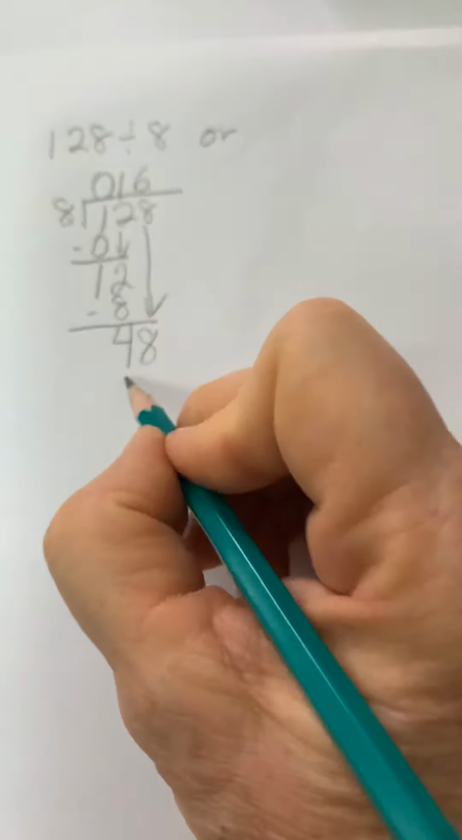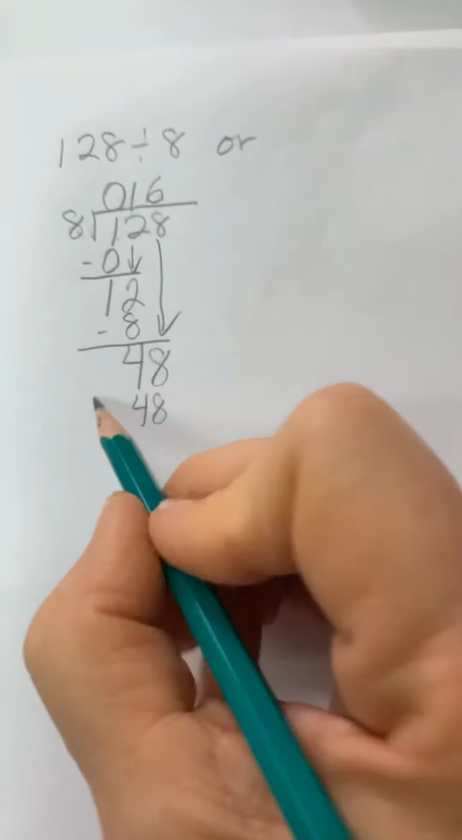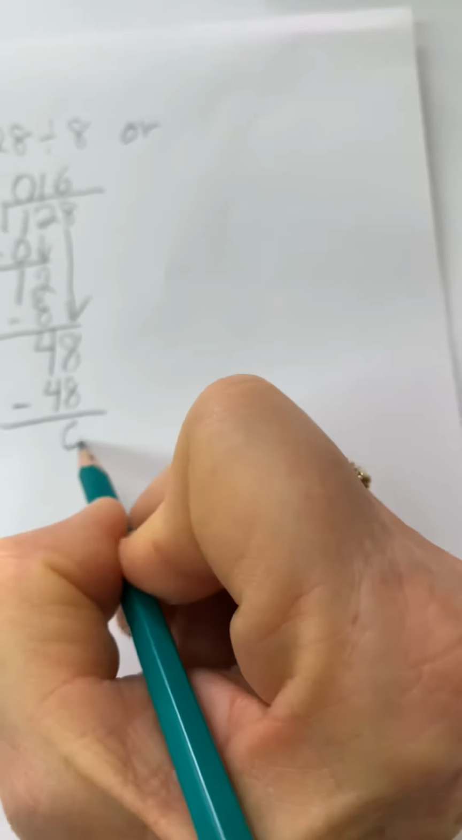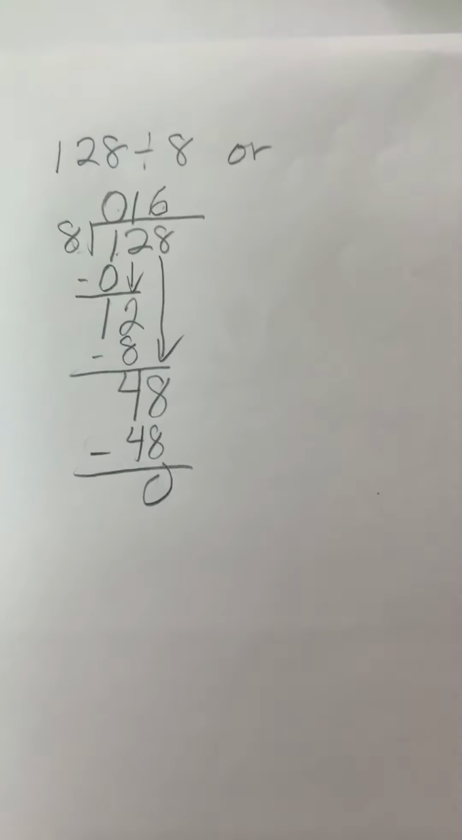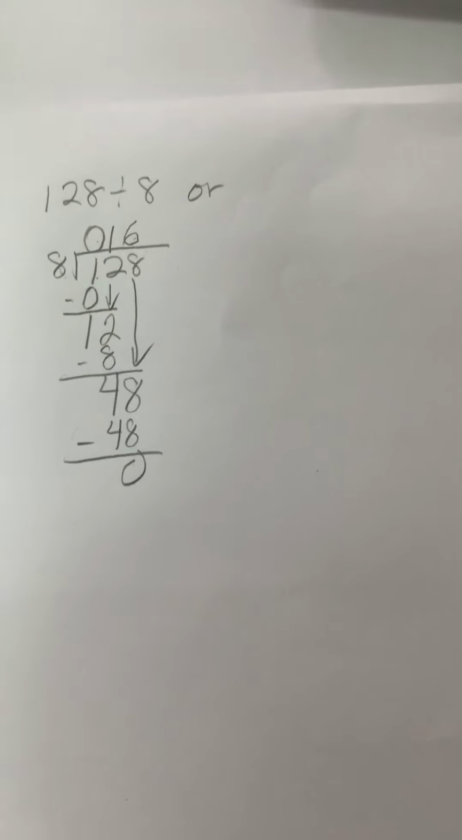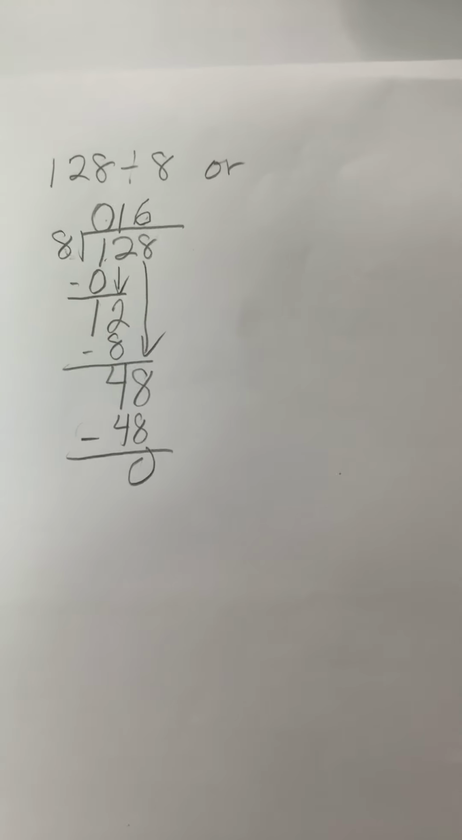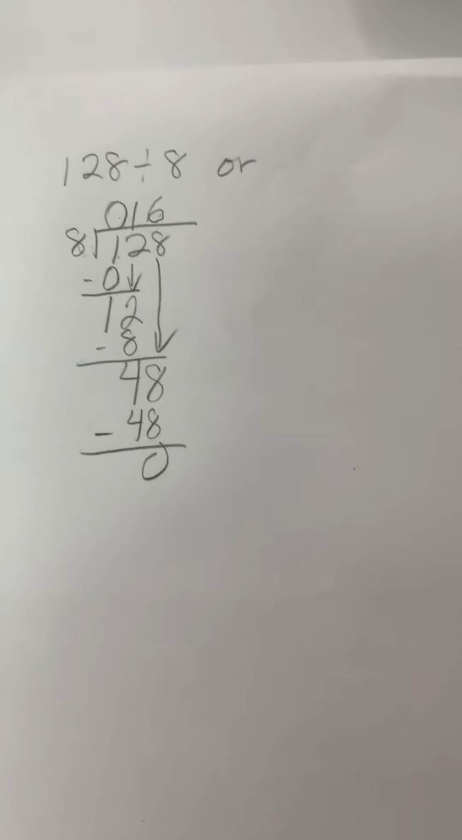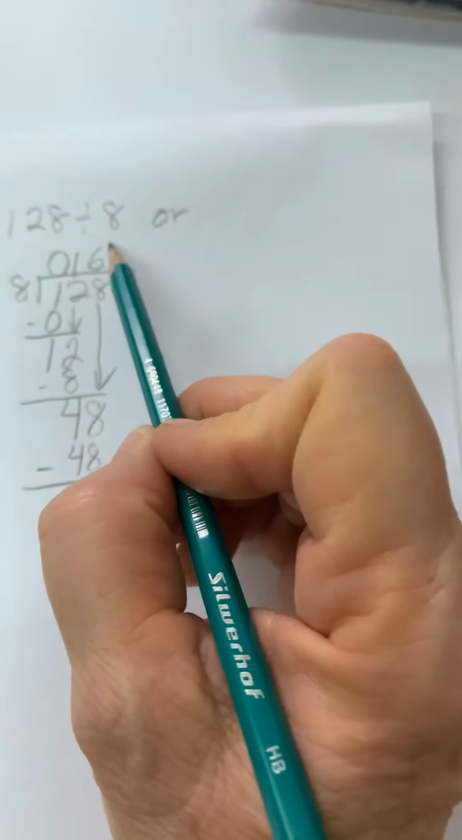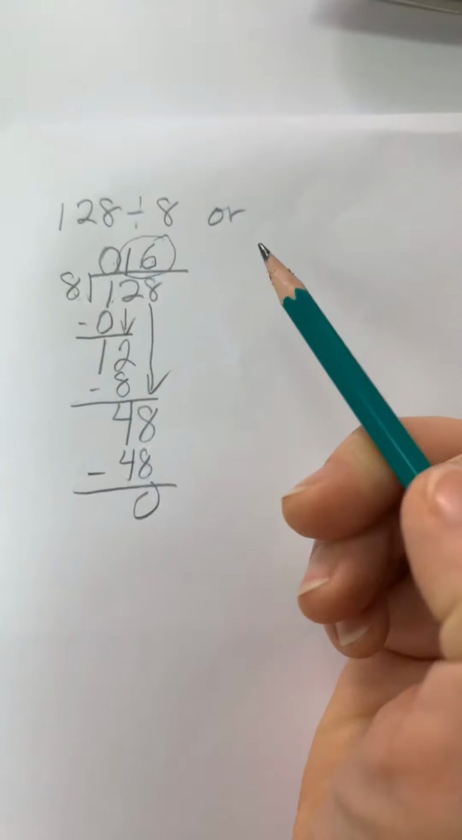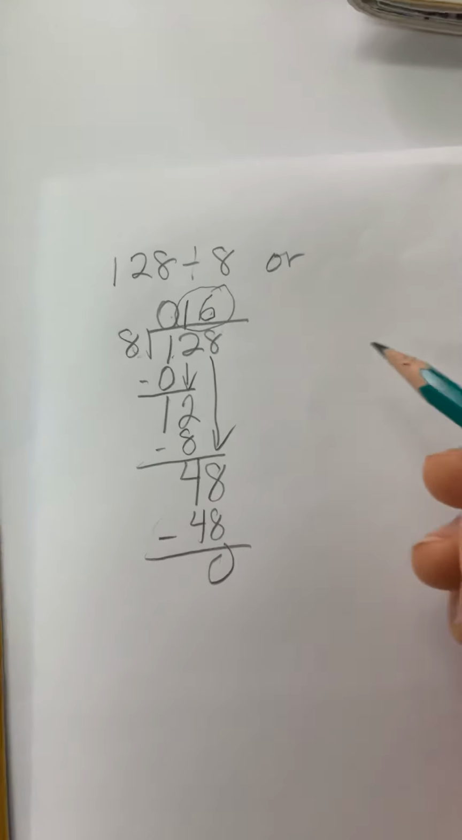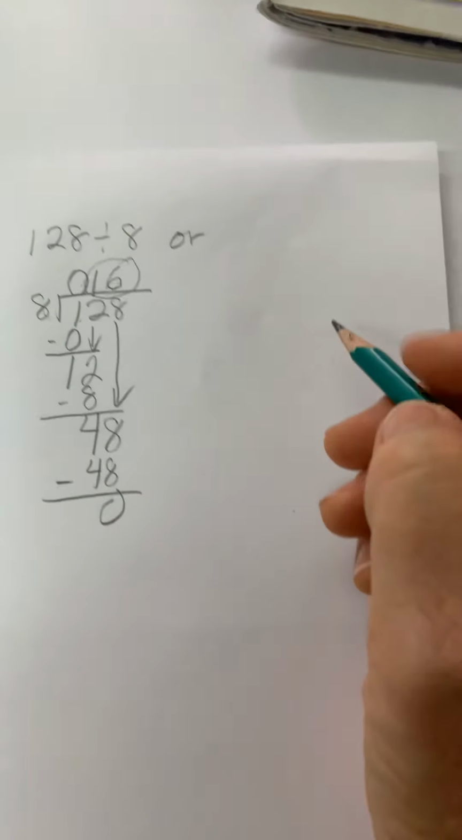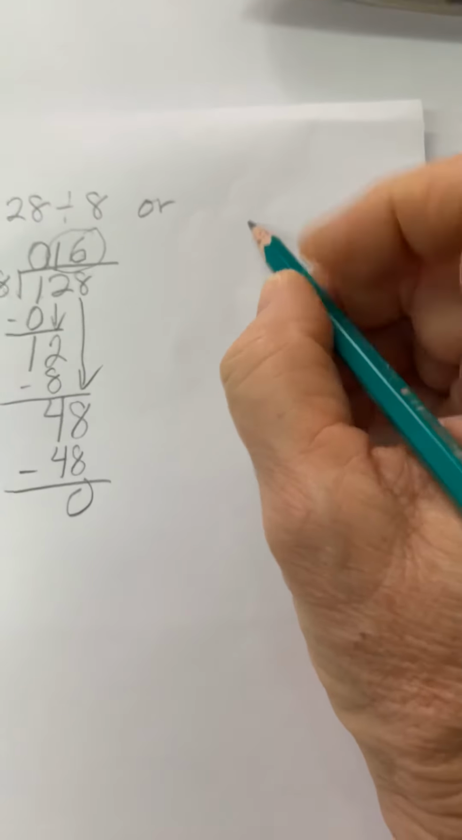6 times 8 is 48. I put that down and I subtract and I get 0. There are no more numbers here, and I don't add numbers just because I feel like it or I think there's supposed to be one there. That's not the way math works. So my answer is, how many packages do I need to buy? Well, I think I need to buy 16, but now I'm going to check my work.